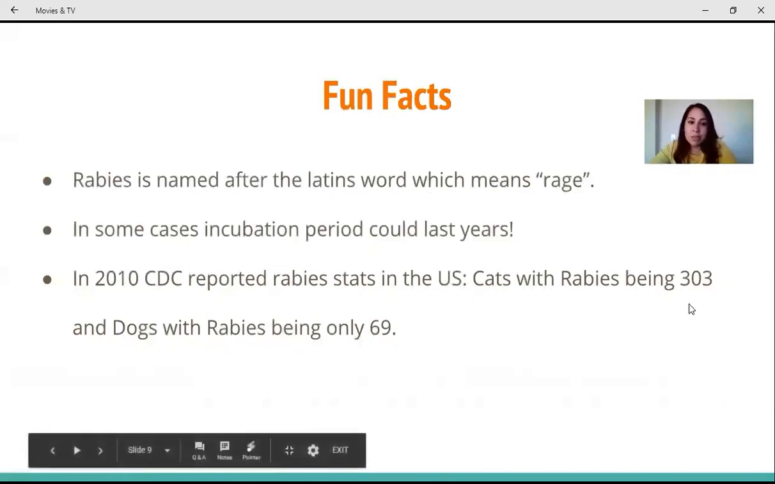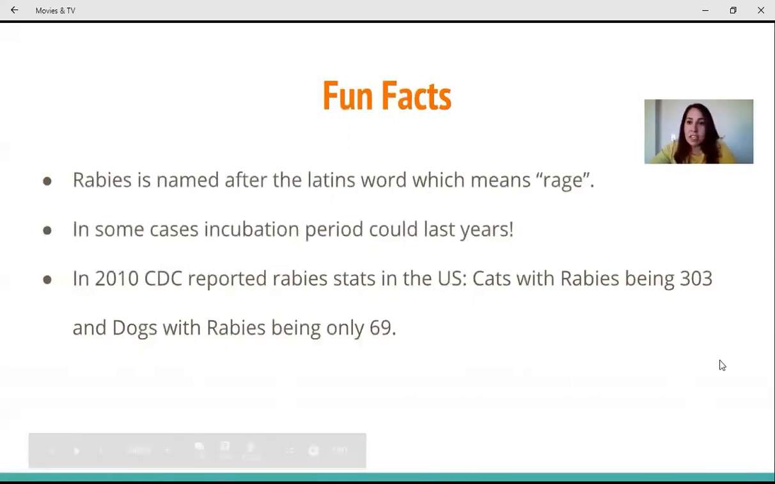The second one that we wanted to share was that, as we already talked about, a normal incubation period is from 2 to 10 days, but actually an incubation period could last even longer. It kind of just depends. It's said to even last up to a few years.